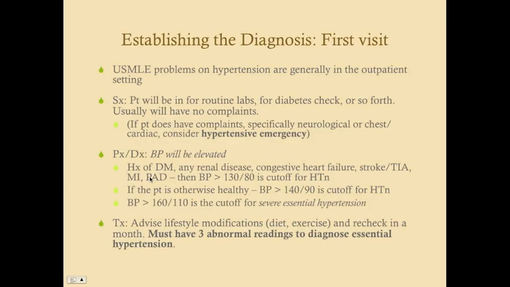The treatment, like I said, is to advise lifestyle modifications, diet and exercise, and absolutely get a recheck within a month, because we need to have 3 abnormal readings to diagnose essential hypertension. Patients who have a blood pressure that's significantly over 140 over 90 are probably going to be diagnosed with hypertension, but we don't start therapy until they have 3 abnormal readings to make the diagnosis.